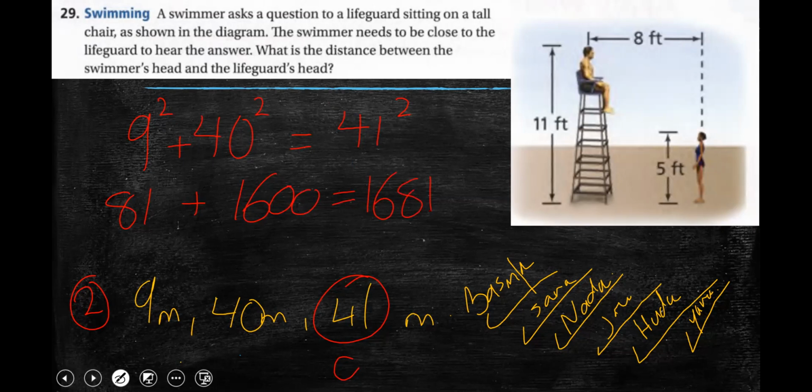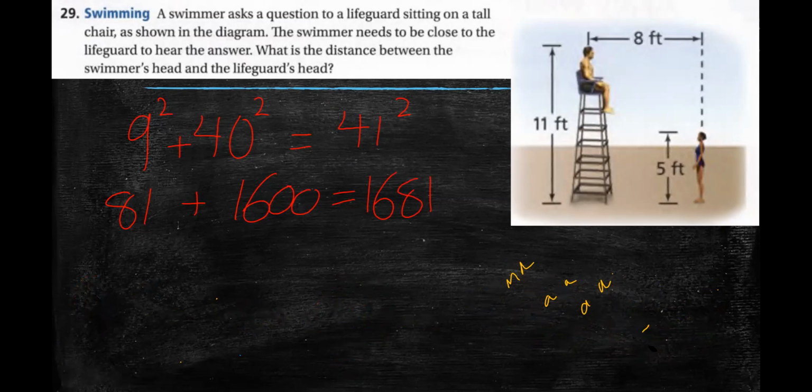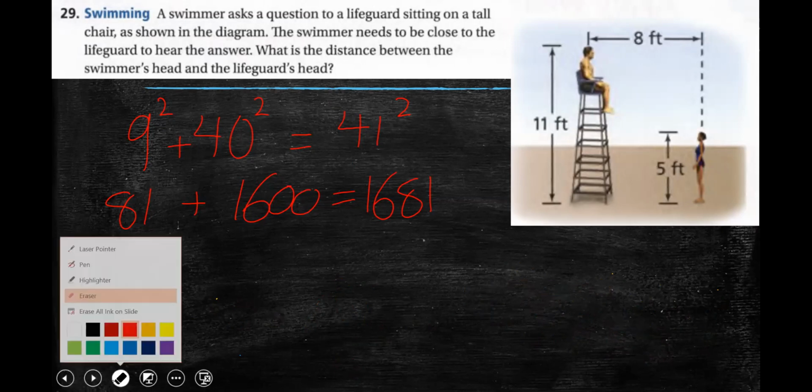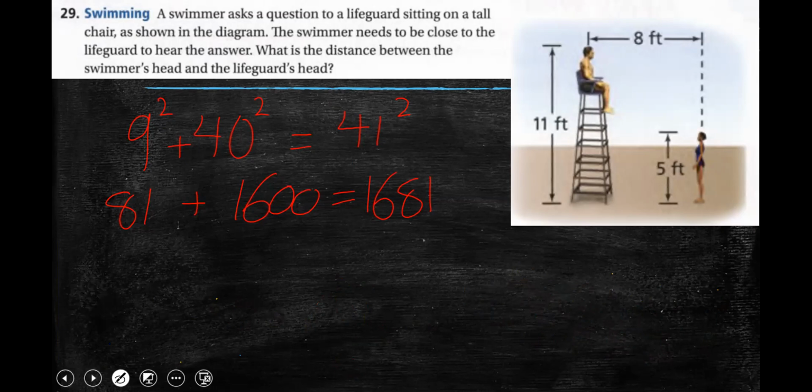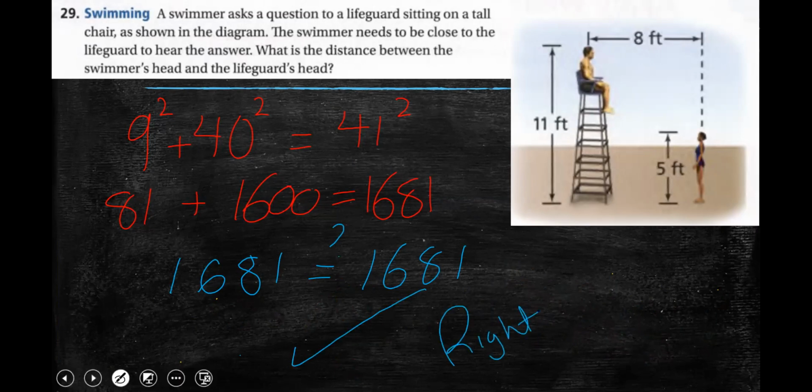Huda didn't know the numbers. No, miss, I swear I solved it, but I forgot that I solved it when I answered with you, I swear. Yalla, Yara, continue. 1 plus 0, 1. 8 plus 0, 8. 61. Are they equal to 1681? Yes. So this is right. Triangle. Thank you, Yara.